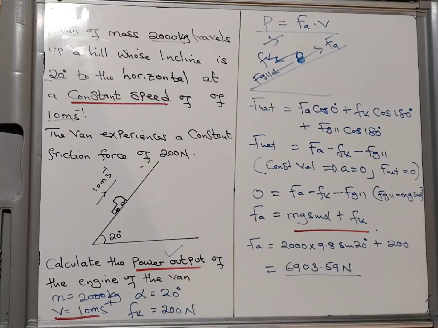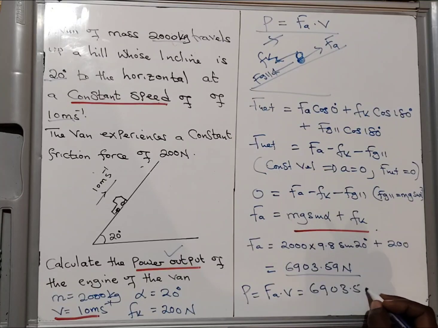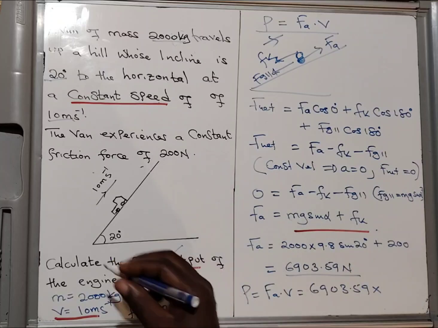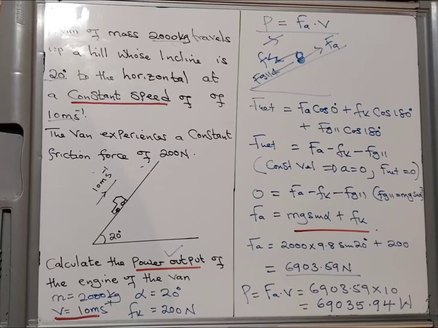And so our equation comes up. What's the equation? Power is equal to FAV, which is going to be 6903.59 times the velocity, which is what? Which is 10. What you get there will be the power in watts. So this is the power expended by our engine.